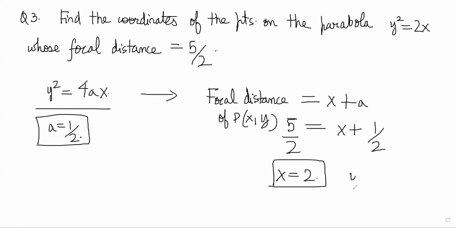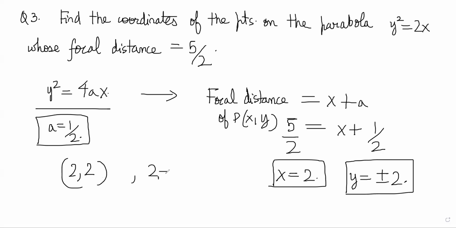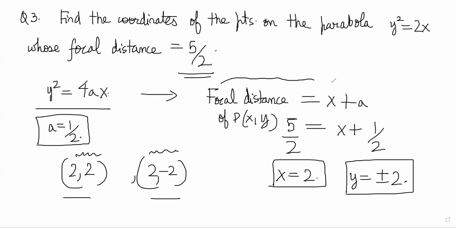And if x is 2, y can be plus or minus 2, right? So there are 2 points, 2 comma 2 and 2 comma minus 2, that satisfy this condition. The focal distance of both these points will be equal to 5/2. This is a very important result that I discussed in the previous class. So if you don't remember it, please go back and see if you are understanding that proof. Right. Let's look at another problem.